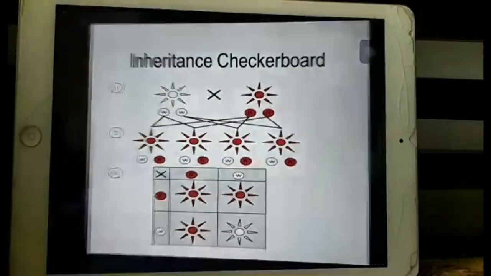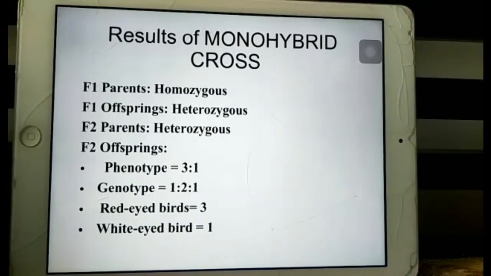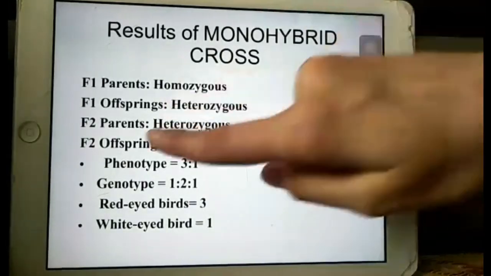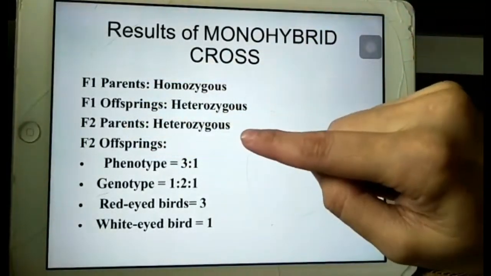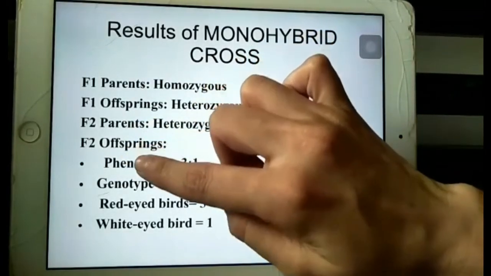Now we are moving towards the results of this monohybrid cross. In the F1 generation we used homozygous parents, a completely white-eyed bird crossed with a completely red-eyed bird. The offsprings were 4 in number and all were heterozygous, carrying a white-eye character and a red-eye character, but due to the presence of the red-eye character they appeared red, because red eye is dominant over white eye. When we use the F1 offspring as F2 parents, as we know they are completely heterozygous, what type of offsprings are we going to find?